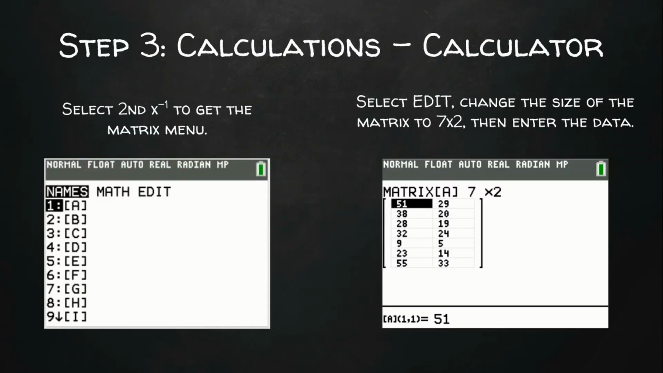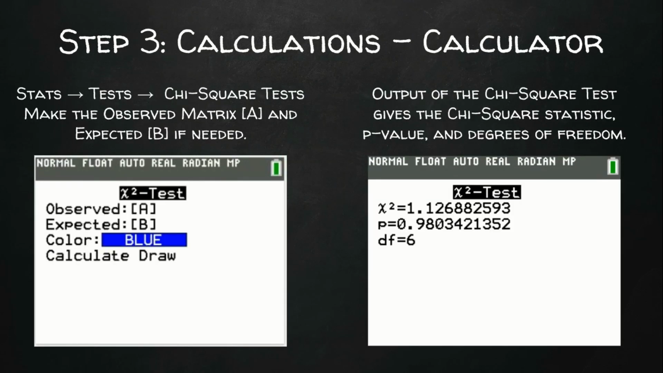To use the calculator for these calculations, we need to build a matrix again. So find the matrix menu, tab over to Edit, and select Matrix A. This matrix needs to be 7 by 2 to enter in all the data. After you are done entering the data, exit out and go to the Stats, Tests, and then to the chi-square tests. You will note this is the same calculator test we use for the test of homogeneity. Again, the observed data is in matrix A, and the expected will be computed and put into matrix B.